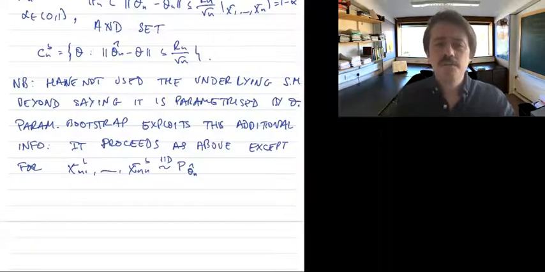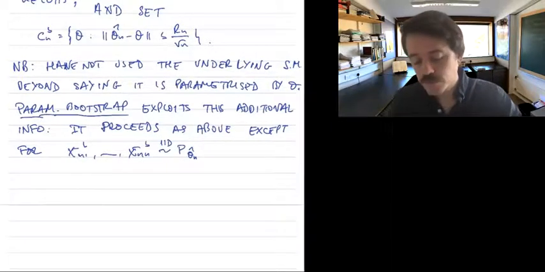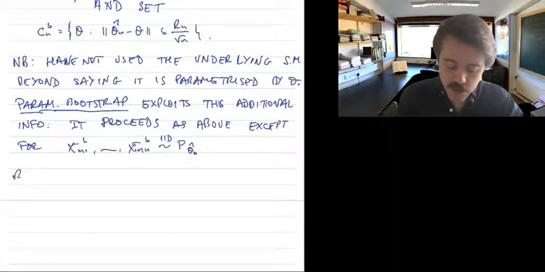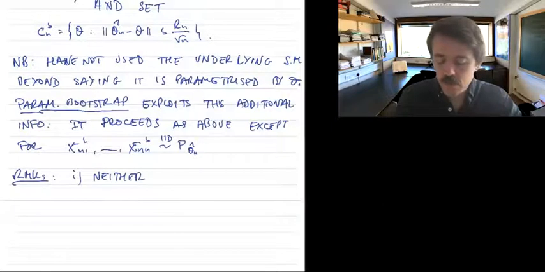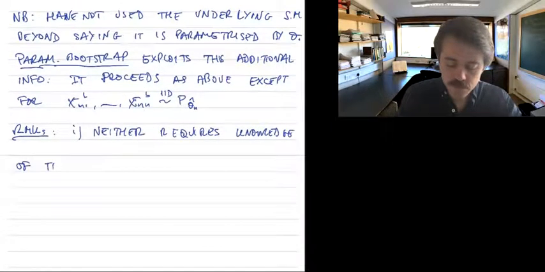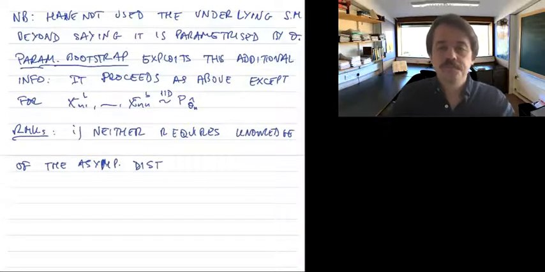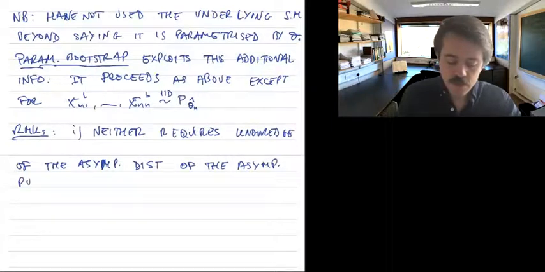Yeah? Okay, and so because this was a bit more like a remark, I guess let's carry on with the remarks. So let's say remark. Okay, so neither requires knowledge of the asymptotic distributions. Okay, of the pivot, or of the asymptotic pivot. Or of the Fisher info. Yeah?